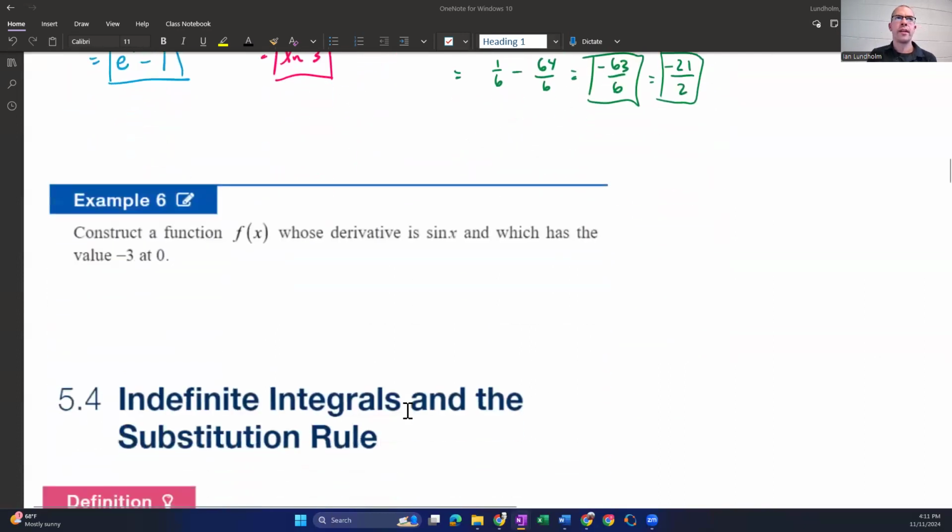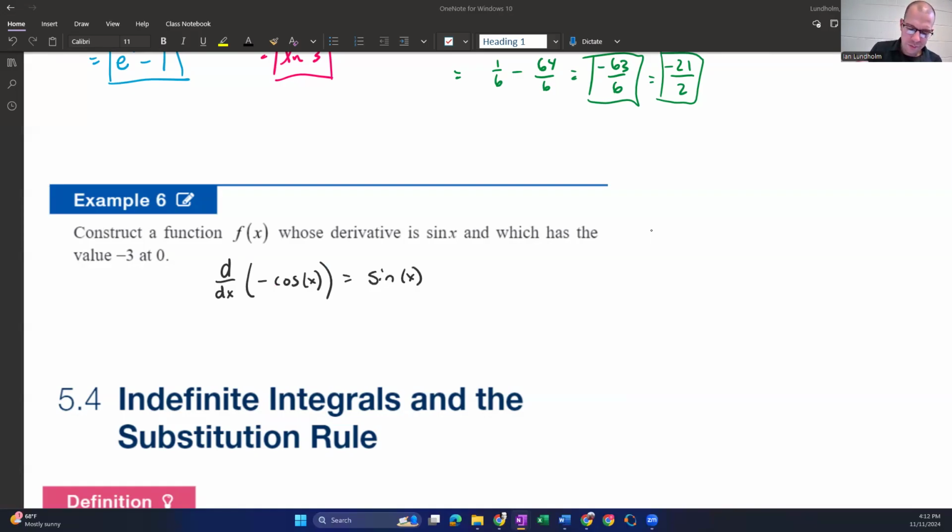Cool. Example 6 looks like construct a function, little f of x, whose derivative is sine of x, and which has the value -3 at 0. So this would be very similar to what we did, I think, in section 4.7, where we were working with antiderivatives. The derivative of negative cosine is equal to sine.